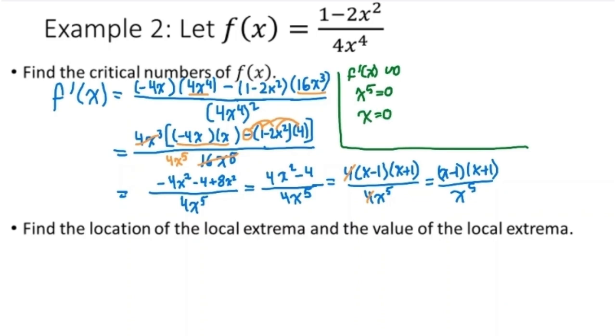x equals 0 is a partition number, but is it a critical number? If we plug 0 into our original function, we can clearly see our denominator will be 0. Therefore, x equals 0 is a partition number, but it is not a critical number.